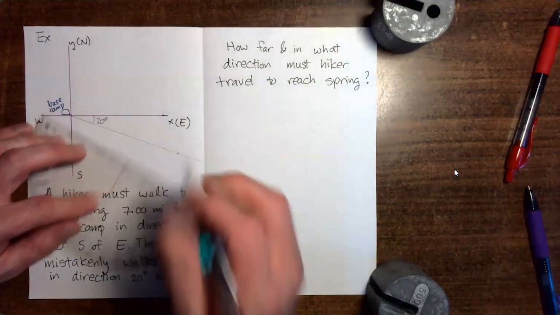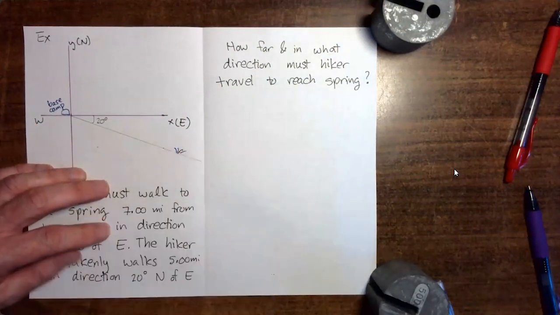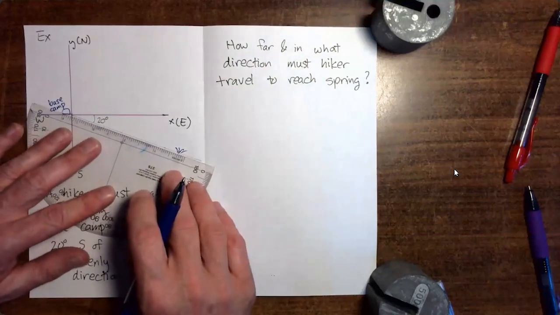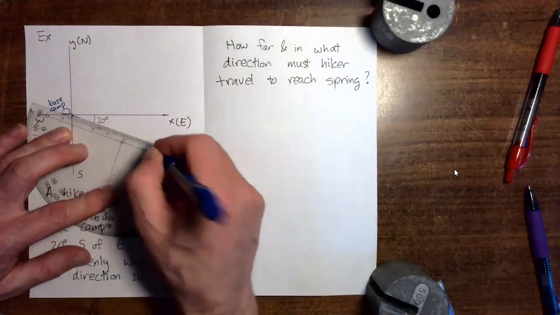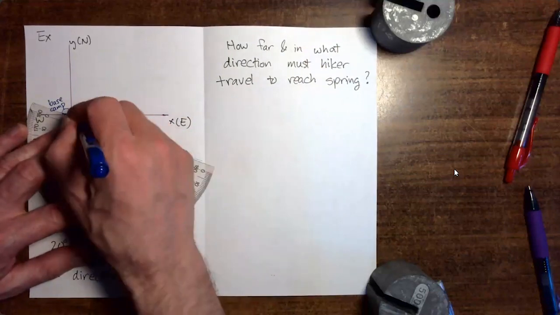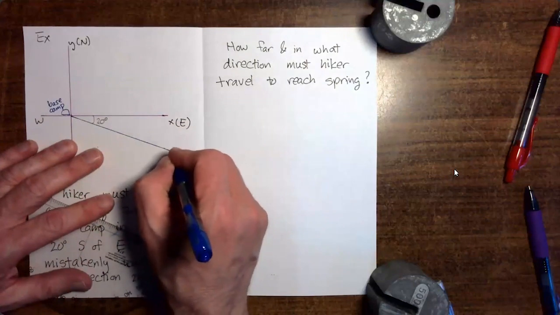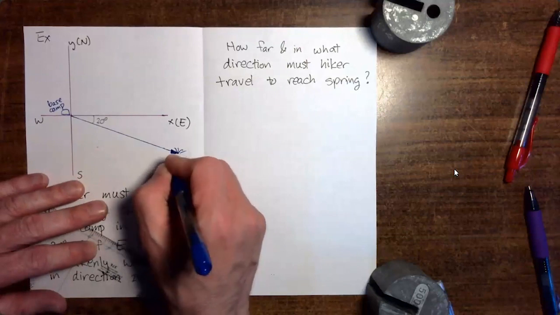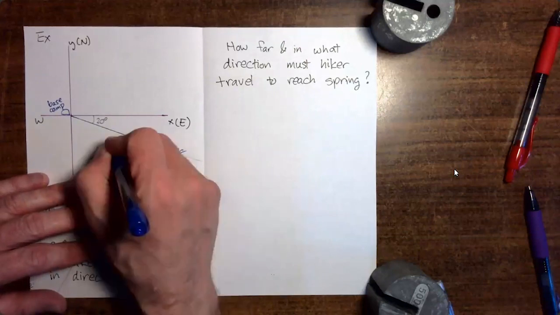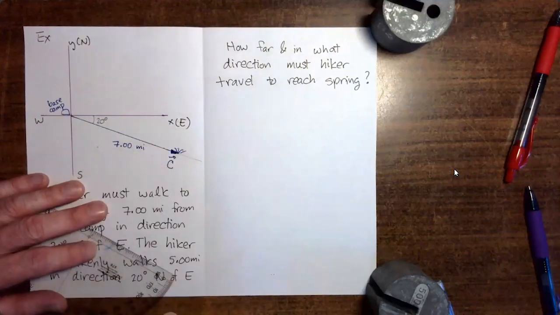Okay, so let's put the spring here. And then let's draw a displacement vector going from the base camp to the spring. I'm going to call this vector C. It is 7 miles in the direction 20 degrees south of east.